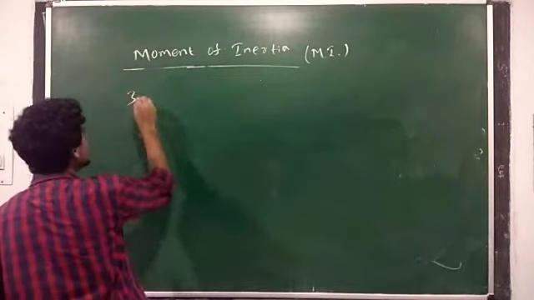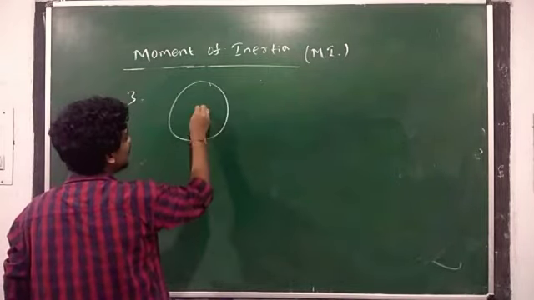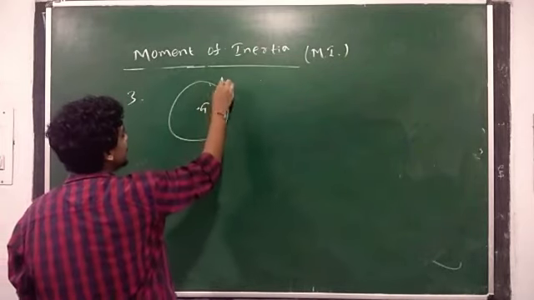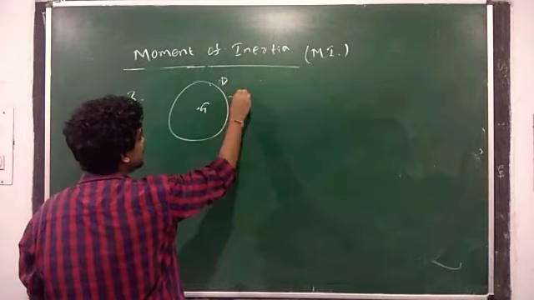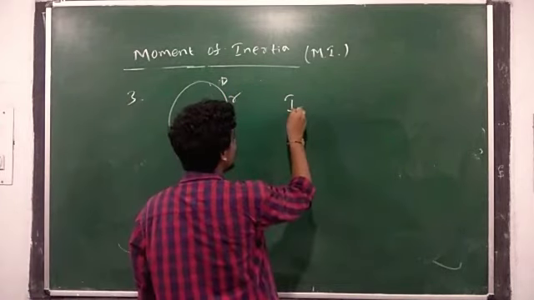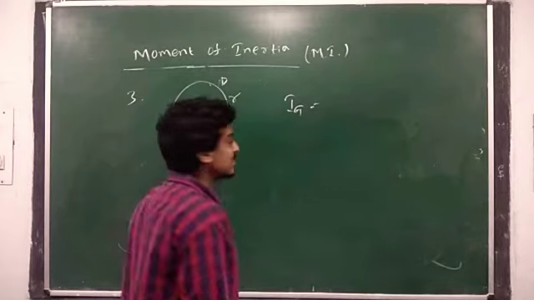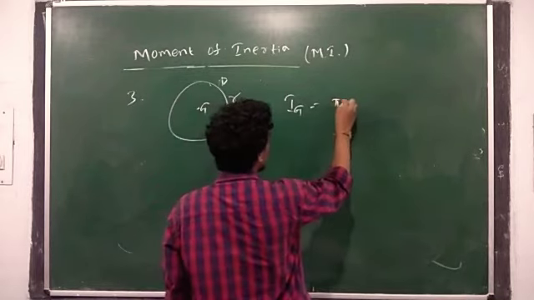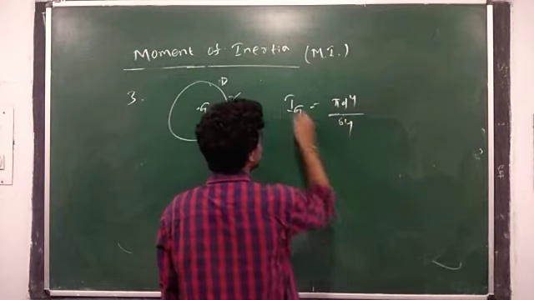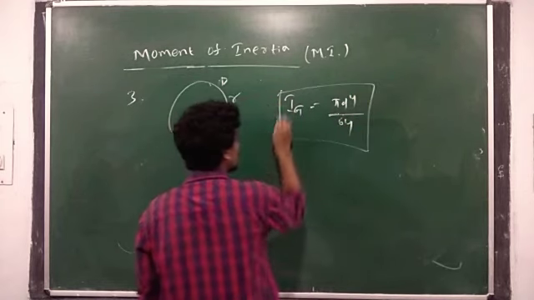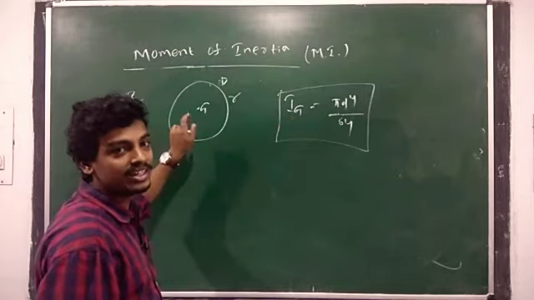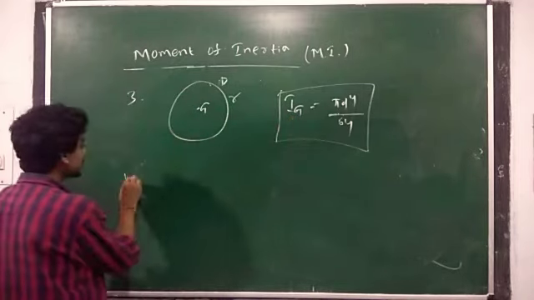And the third section, suppose our circle. Suppose this is G and the diameter of that section is D and radius is R. So the inertia value along the centroidal axis will be pi D to the fourth by 64. This is the moment of inertia value along centroidal axis of a circle. This is the solid circle.